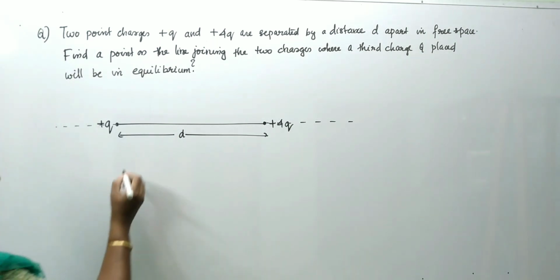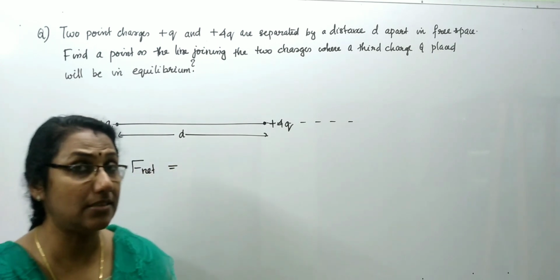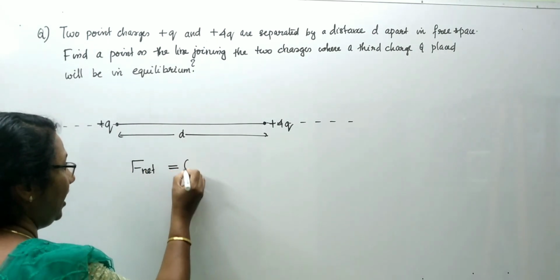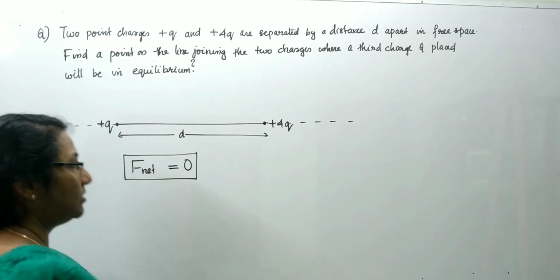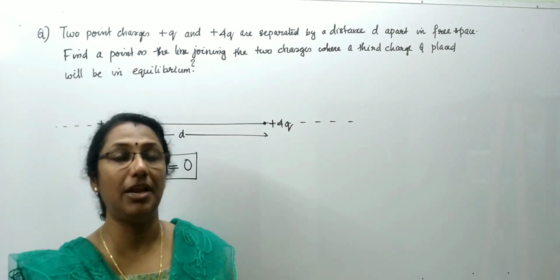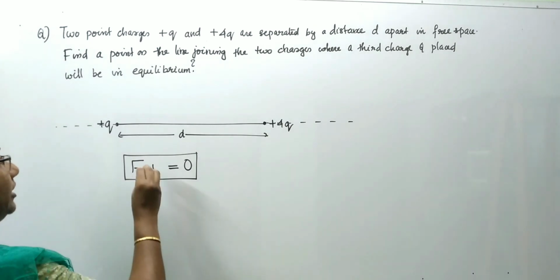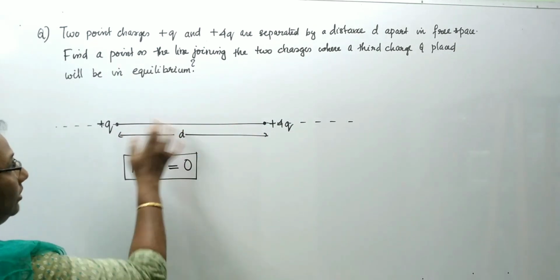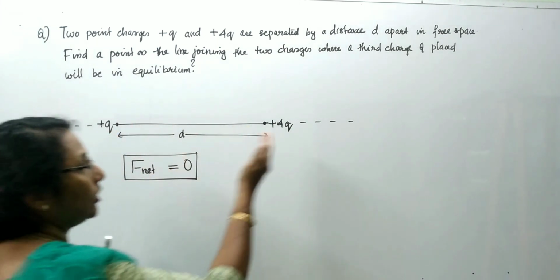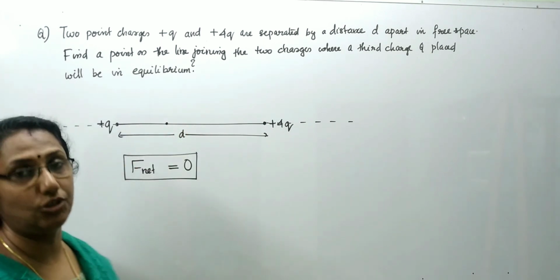So what is this equilibrium? We have studied that when the net force acting on a system is zero, then the system is said to be in translational equilibrium. Straight line equilibrium, translational equilibrium. Okay, so we can consider the point in between the two charges on the line joining them, or outside the two charges, that is nearer to plus Q or nearer to plus 4Q. At first, we will take this point, that is a point in between the two charges.